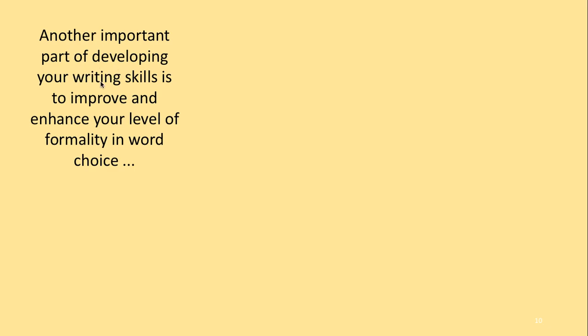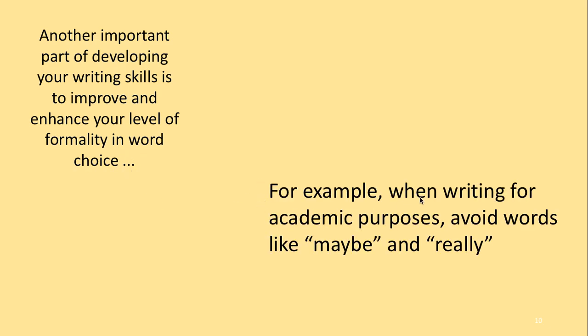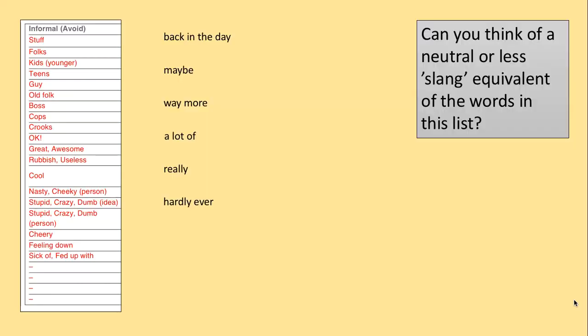Another important part of developing your writing skills is to improve and enhance your level of formality in word choice. So, for example, when you're writing for academic purposes, try to avoid words like maybe and really. Which words could you use instead? That's right. Instead of maybe, the word perhaps sounds more formal. Instead of really, words like very, truly, considerably will sound more academic and professional.